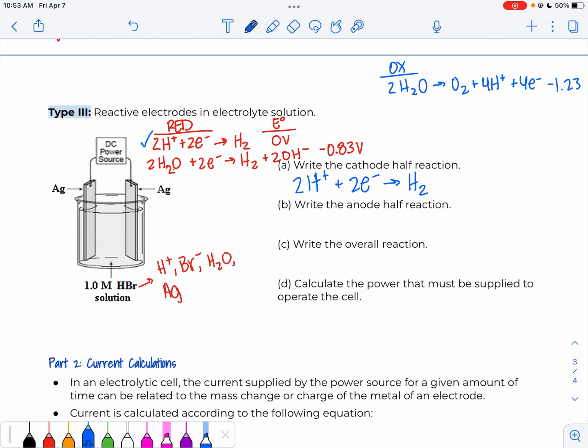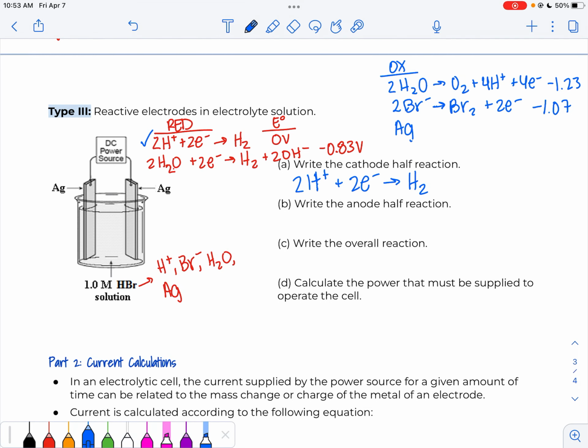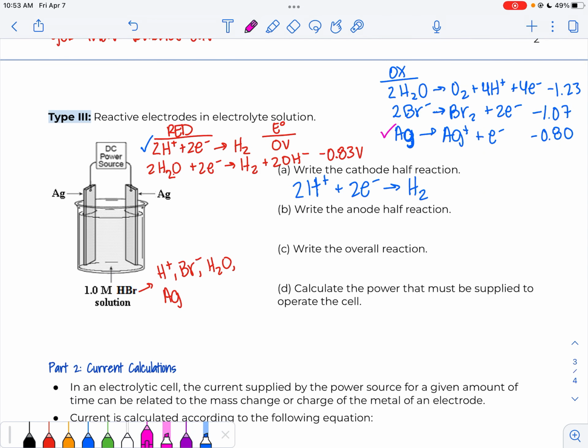The other thing that could be happening is we could be oxidizing bromine. So we have bromide ions becoming elemental bromine. The E naught value for this is negative 1.07 volts. The last thing that could be getting oxidized is our silver. So if we have silver being oxidized, it's going to go from solid silver to producing silver ions, which means it must be losing one electron when it does this. And this has an E naught value of negative 0.80. So since this is the largest E naught value, that means that this is the oxidation that's happening at the anode. So I'm going to rewrite this equation into letter B.